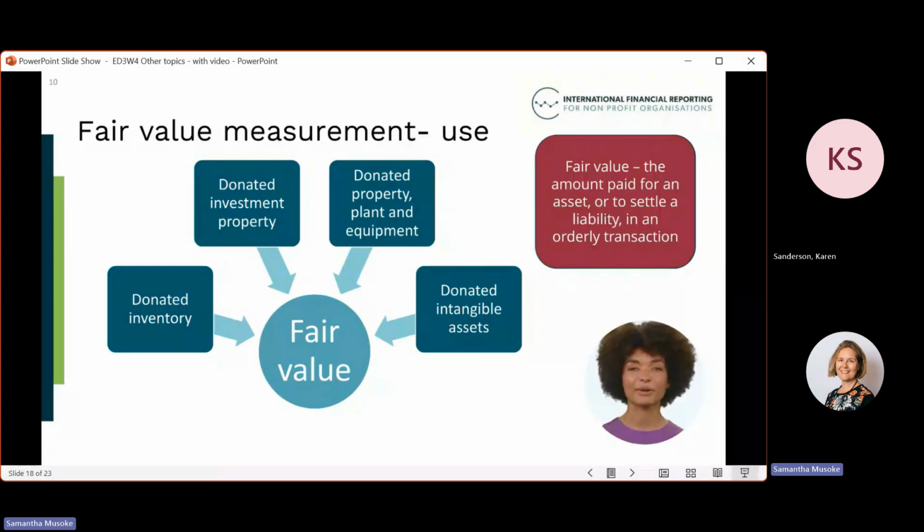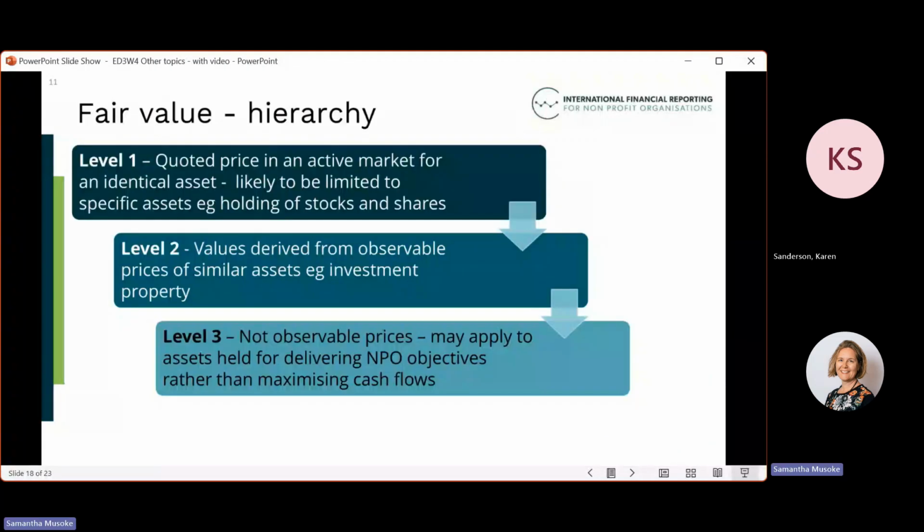INPAG includes a hierarchy for fair value measurement. The highest priority is given to level 1 inputs, where there are quoted prices in active markets for identical assets and liabilities. If an NPO holds listed stocks or shares for investment purposes, this would be level 1 on the hierarchy. Level 2 inputs come from quoted prices for similar assets. For example, if NPOs have investment properties, these could be valued by looking at the prices of similar properties in the area.